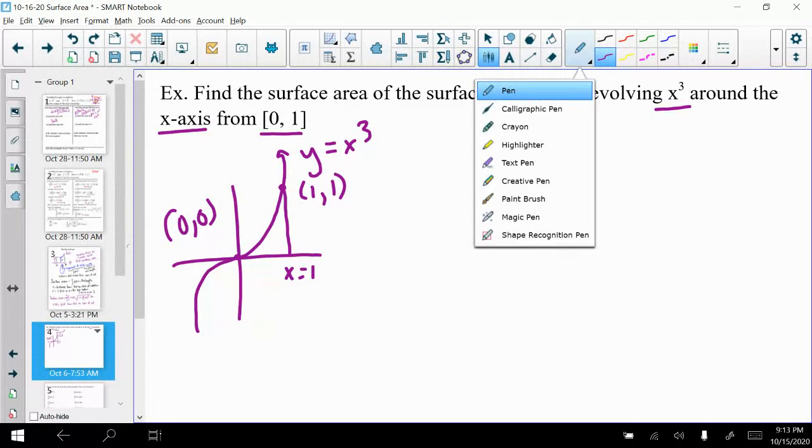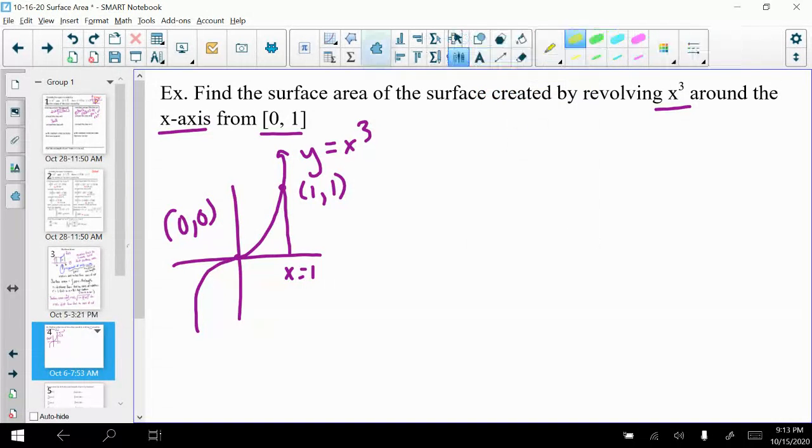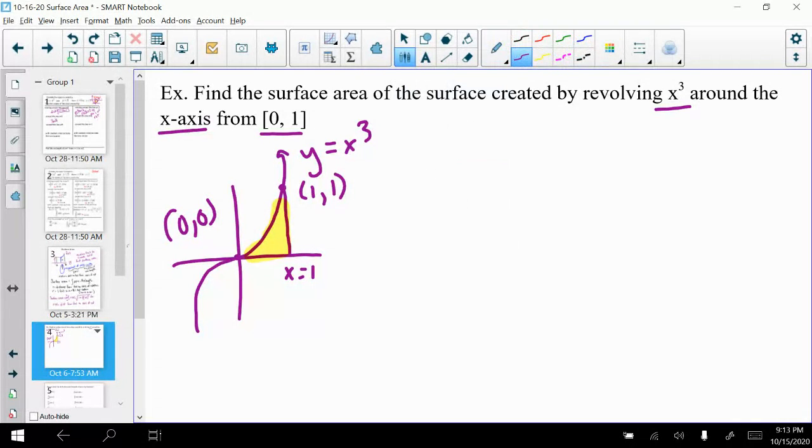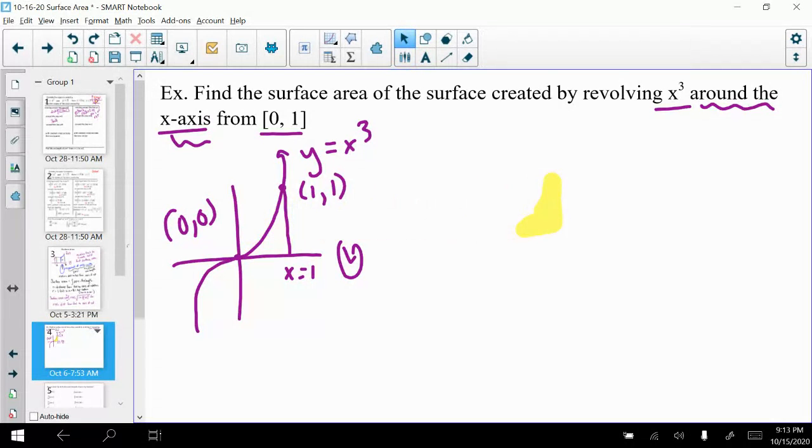Where's my highlighter pen? I have that stupid thing open. It's in my room. So here's the area we're revolving, and then I like to think about what I'm revolving it around. So it's around the x-axis. Oh, I didn't mean to fill that in. I've been doing way too much volume, because we want surface area. It helps to read.